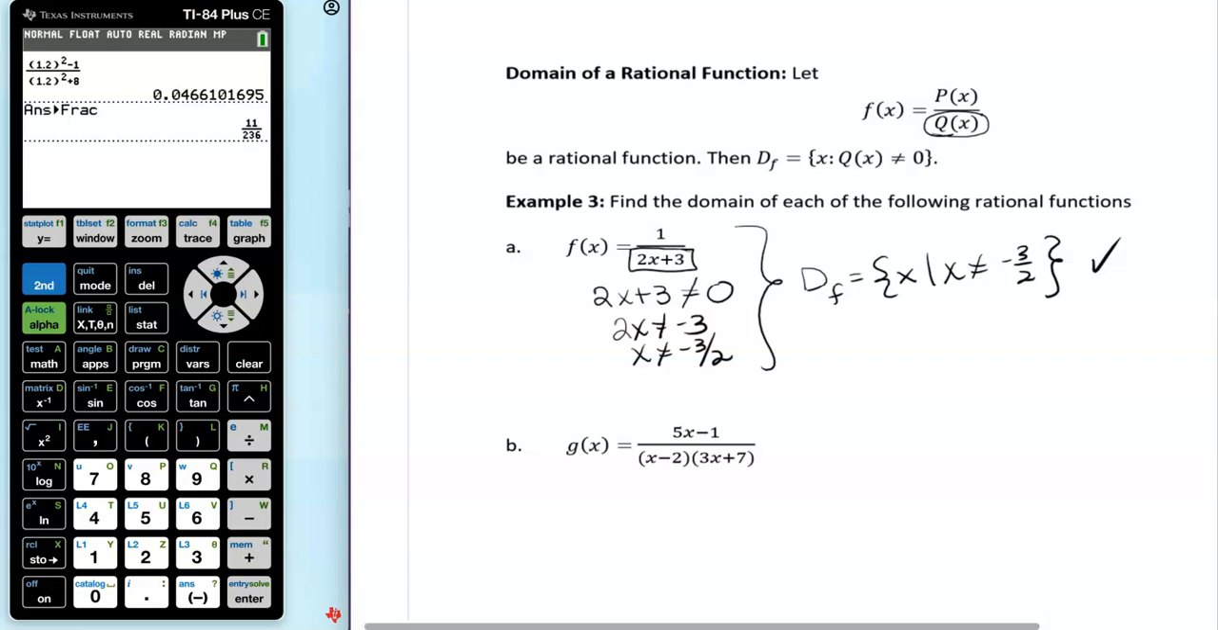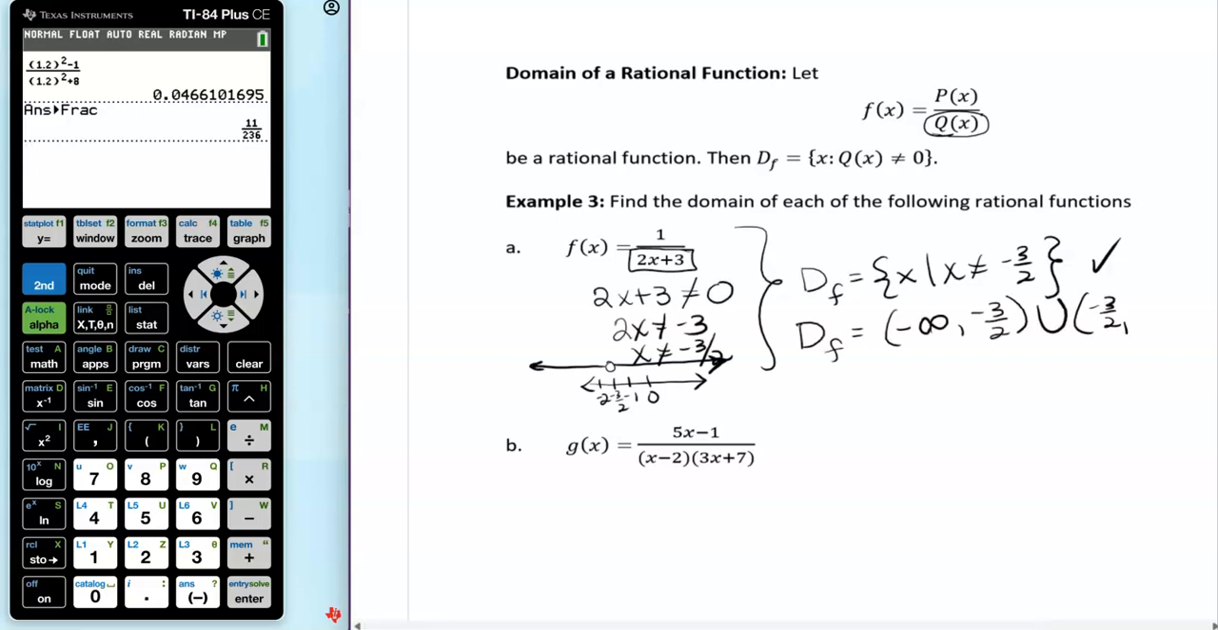We could say that if we look at this as a number line, 0 here, negative 1, negative 2, negative 3 halves is right in the middle. We would say x is everything except that point. So we'd put an open circle above the negative 3 halves, and we'd say the domain of f is equal to from negative infinity to negative 3 halves. And then we skip over that negative 3 halves and pick up on the other side of it. And in interval notation, that would be our domain.